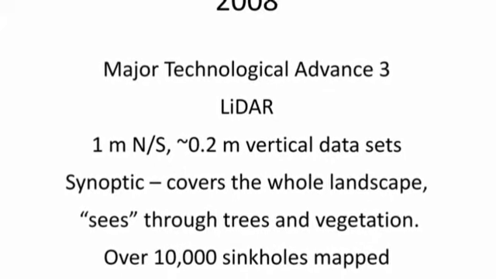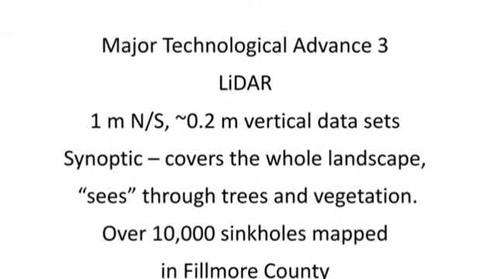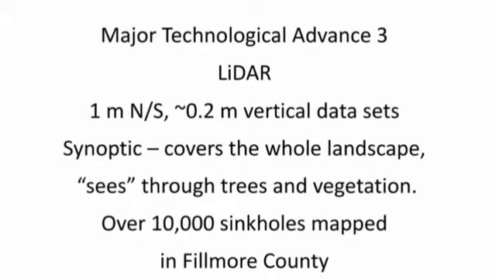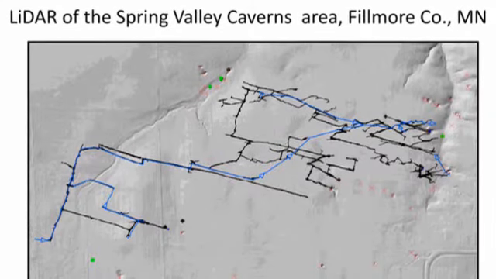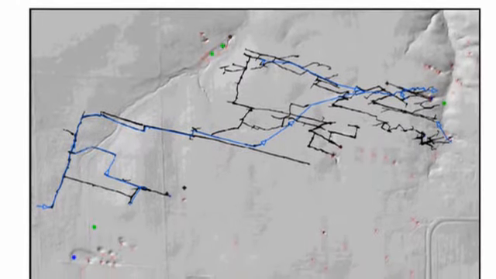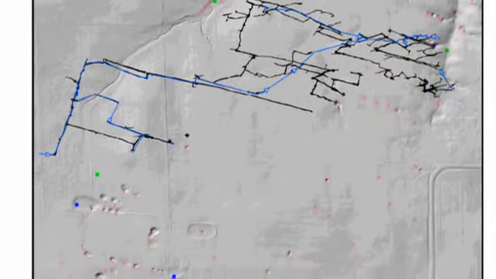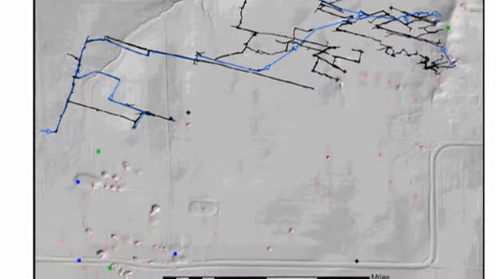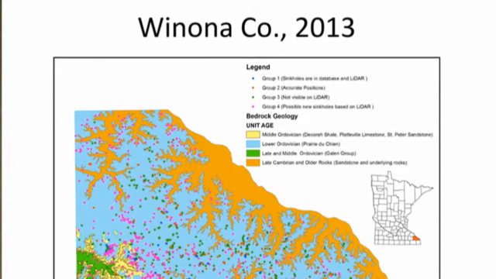In 2008, we got the major technological advance of LiDAR. That gave us for the first time the chance to see everything, to see through woods, to see on private land that we didn't have access to. This is an example of a major cave in Minnesota, Three Cabins, on a LiDAR base. You can actually see the sinkholes on this. One of the things I want to point out here is there's a lot of cave under land that doesn't have sinkholes on it.